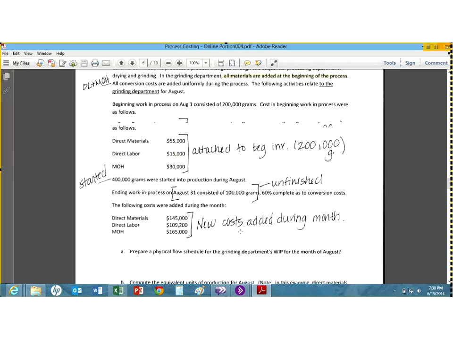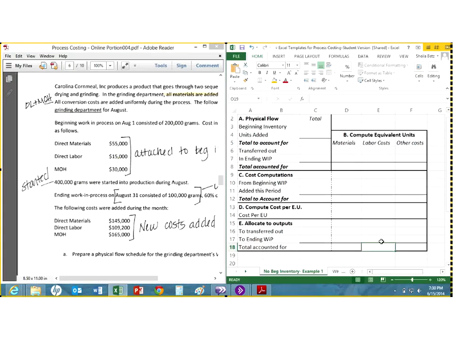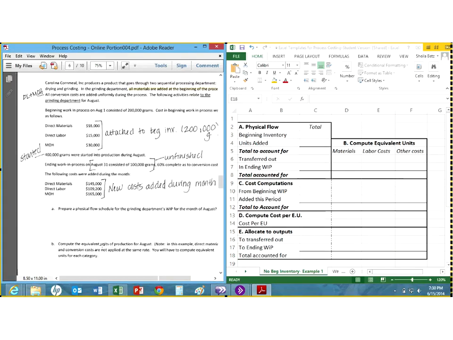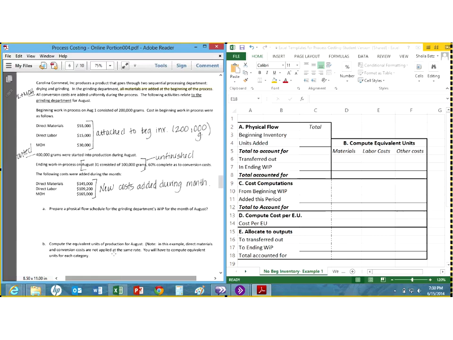Question A says, prepare a physical flow schedule for the grinding department's work in process for the month of August. So what you're going to do is pull up the process costing template that is on Blackboard, and I have an electronic version of this. This template is going to be your lifesaver. It provides you with the steps that you need to do to solve these problems. Past students have been very, very grateful for these templates. I cannot take credit for them. It's actually a template one of my accounting professors back in the day used.